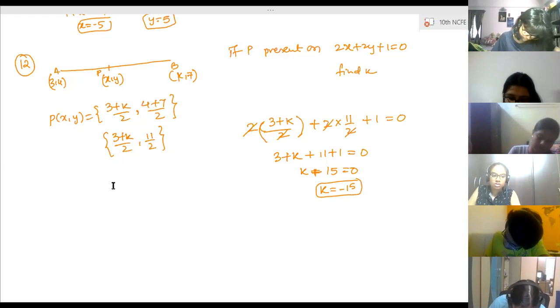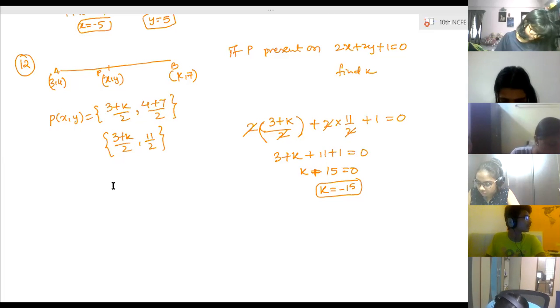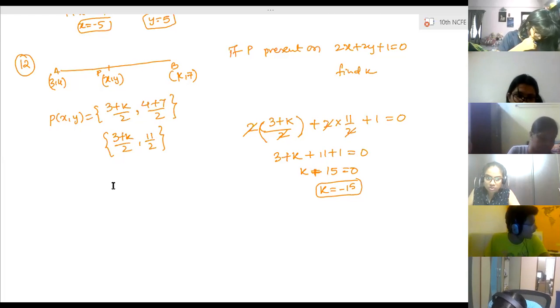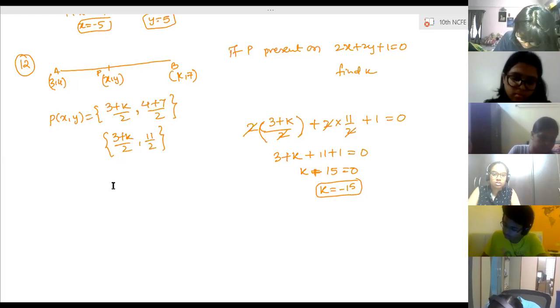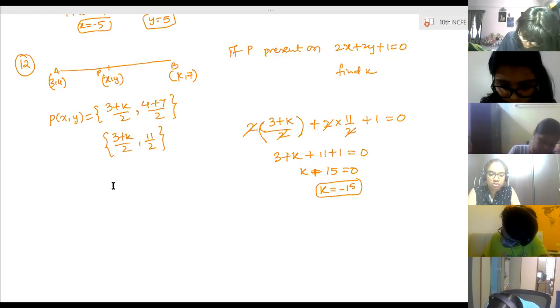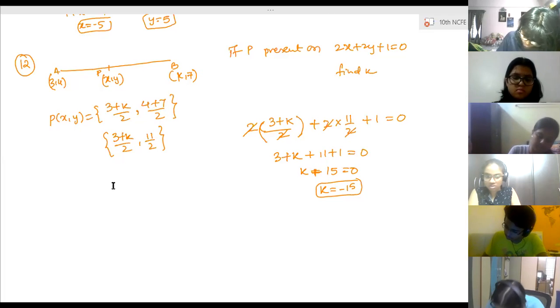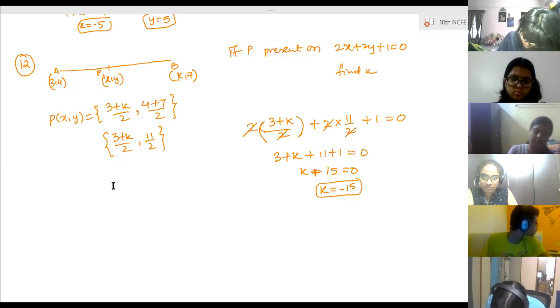Ma'am, in the 22nd one, y is equal to minus 10, right? Yes, and the coordinates are 3 and minus 10. That's right. Ma'am, 23rd one is x4 and y2. That's right. Yes, right.